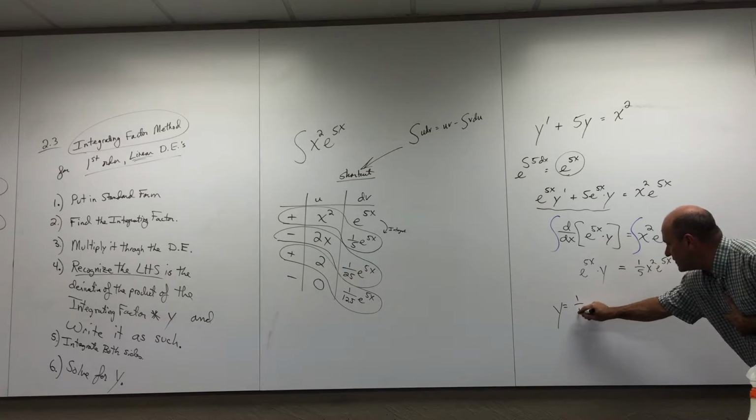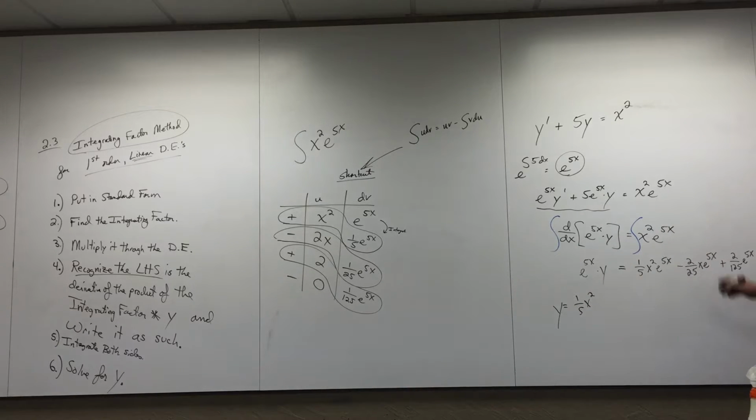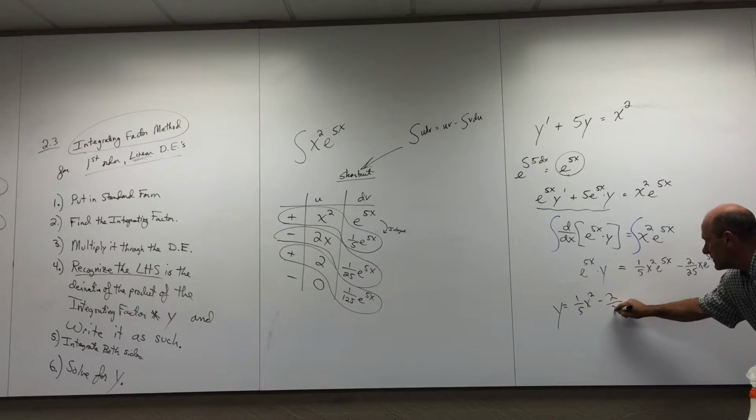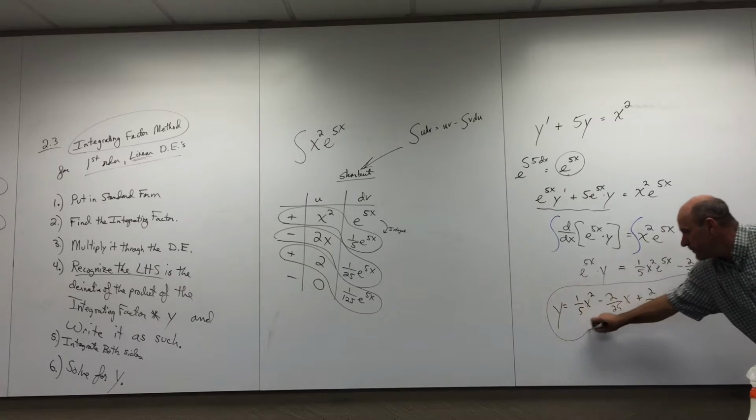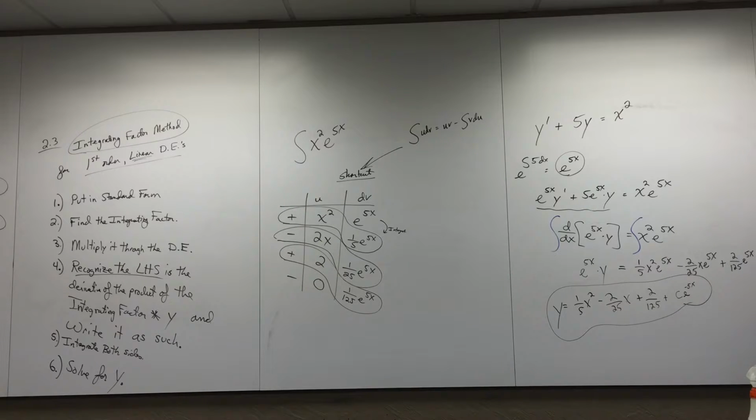I get 1/5 x squared, negative 2/25 x, plus 2/125, and finally a plus C, and I could put over e to the 5x, or I can write times e to the negative 5x. Right, you guys? It's over e to the 5x. I'm dividing by e to the 5x. But right there at the end, I can. That's my answer. We solved the DE.